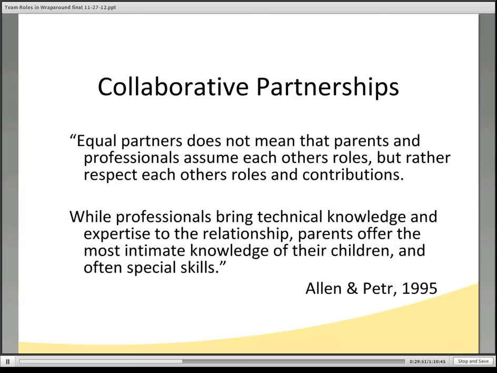It's an important contribution. While the professionals bring the technical knowledge and the expertise to the relationship, parents offer the most intimate knowledge of their children, and often special skills. And I know for myself, when I really felt that we were moving forward with my daughter's care, it was really about working with a professional that was skilled, and I appreciated that so much, and I would have never given that up to try and do it on my own. And I think they appreciated what I brought to the table, and we worked as a team, and that's really what we're talking about when we're talking about collaborative partnerships.